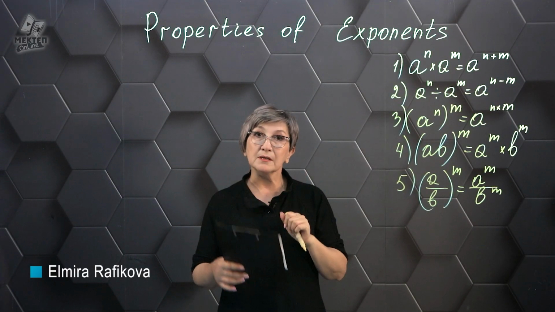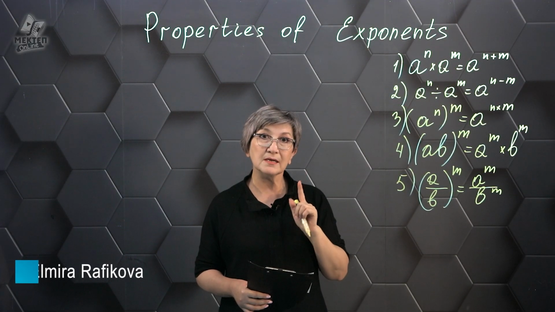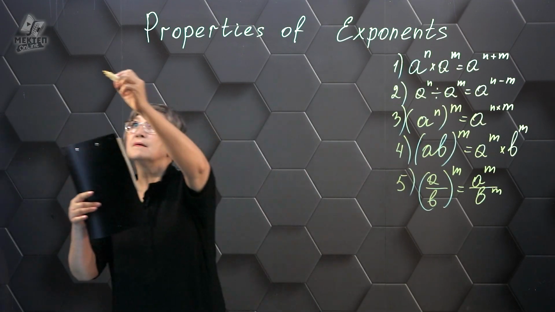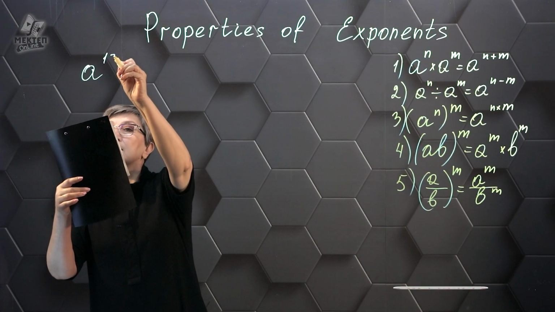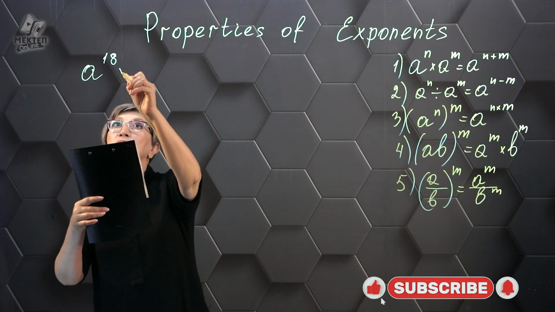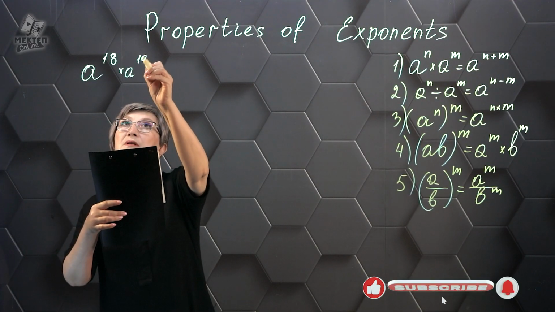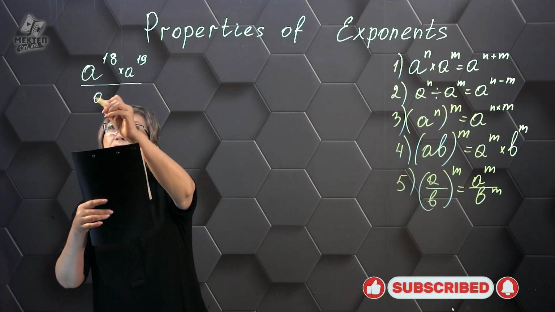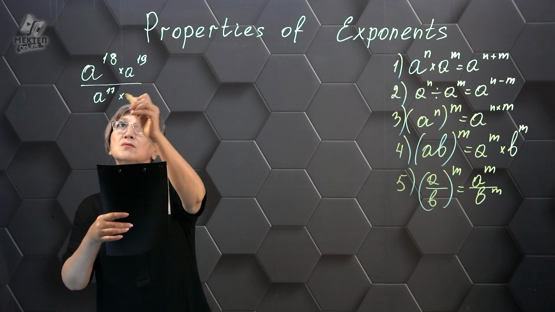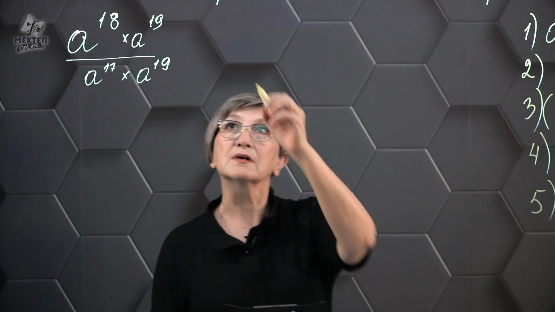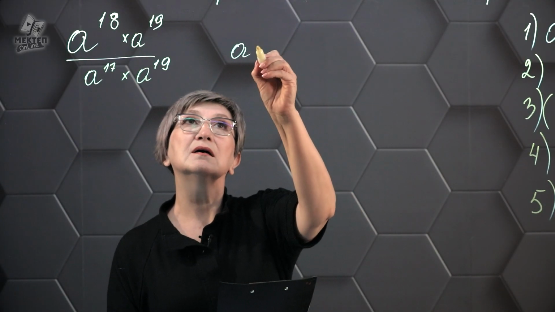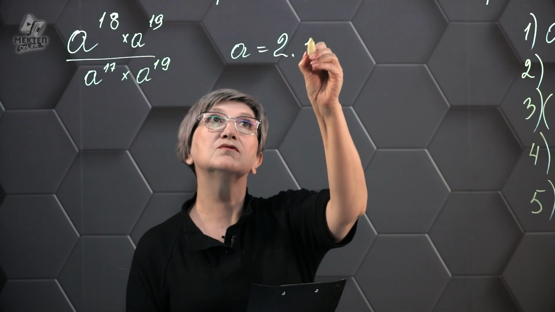In the first example, we need to find the value of the following expression: A to the power of 18 times A to the power of 19, divided by A to the power of 17 times A to the power of 19. We need to find the value of this expression if A is 2.8.